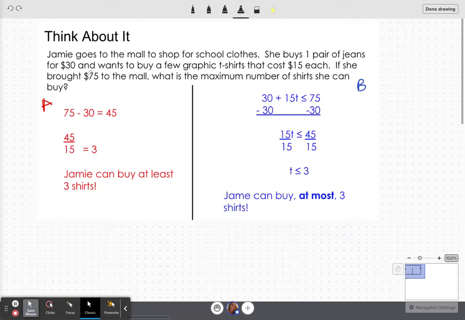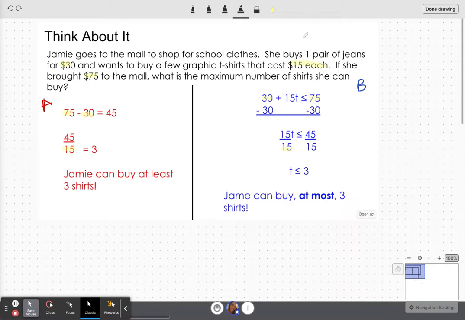I see that they each had a total of $75 that Jamie is going to spend. I also see that they're both accounting for this $30 that she spent on jeans. So those are some similarities I see. I also see that they both divided by 15 because that is the amount that each t-shirt cost.